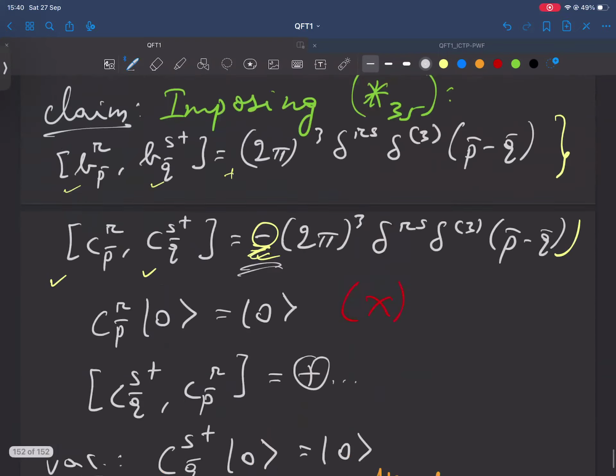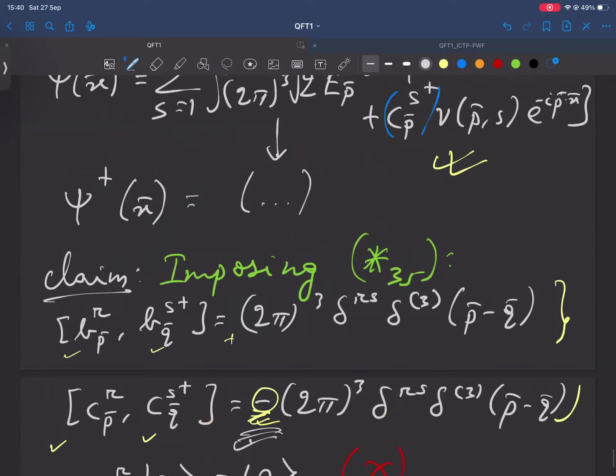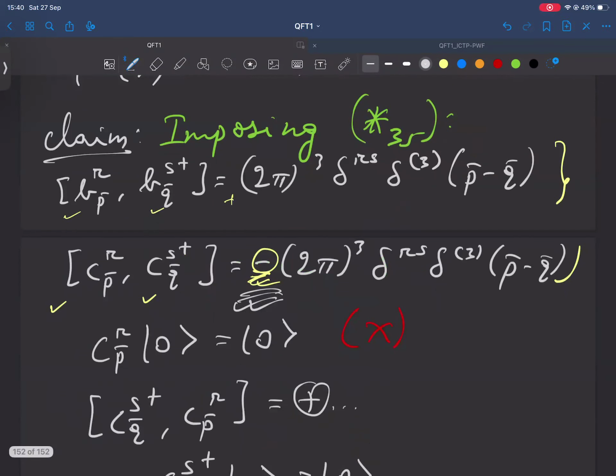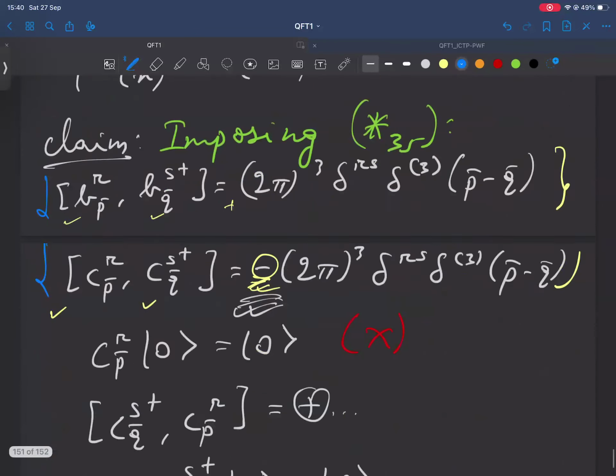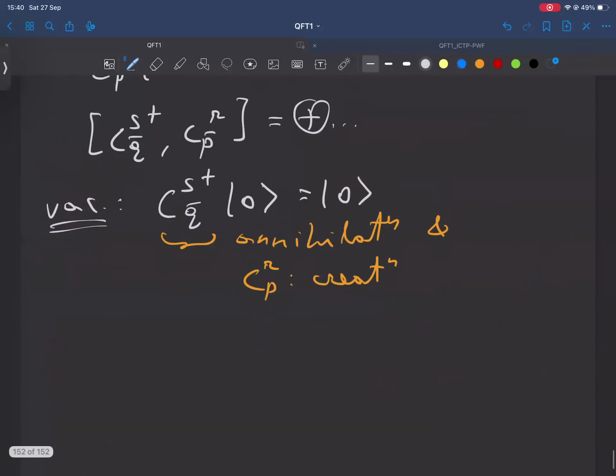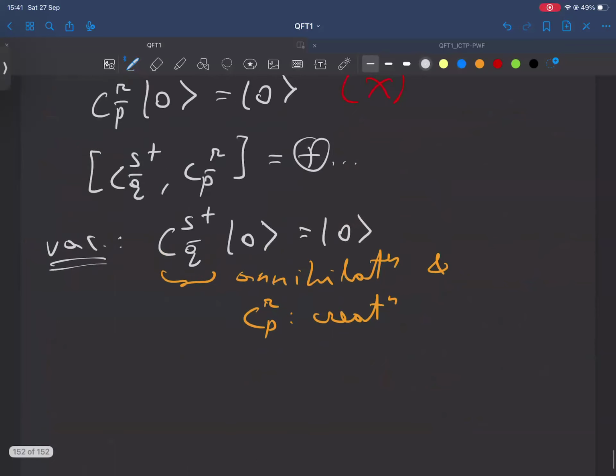But first, let's see that this plus sign is important. So what we will do is we will take these two equations and plug them in these expansions, and we will see that this equal time commutator relation comes out. So for that, let's compute that.